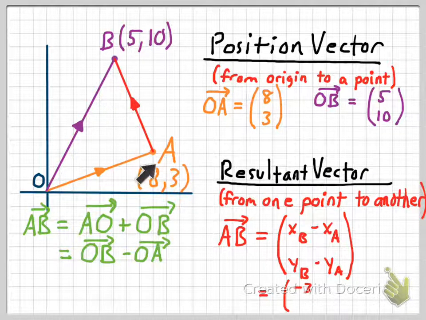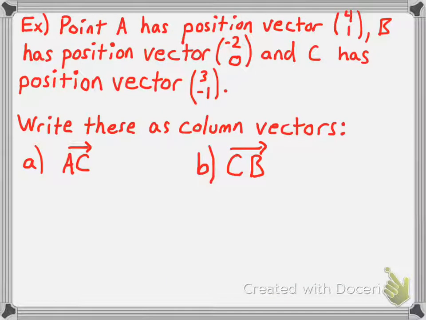And then 10 minus 3 is 7. So that tells me that to get from A to B, I would go left 3 units and up 7 units, and you can see that that works out quite nicely. Great. Well, let's work on some problems involving position vectors or resultant vectors or similar things anyway.